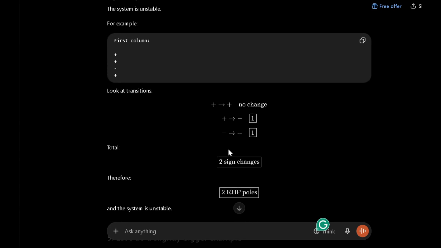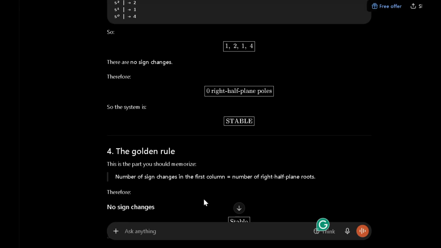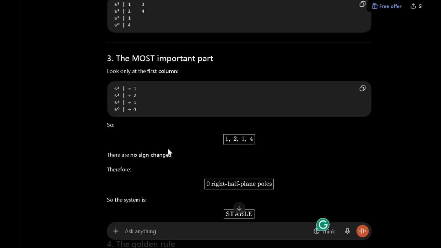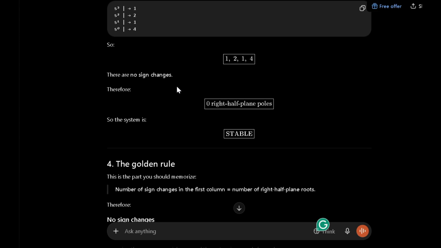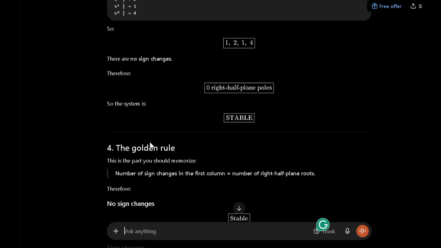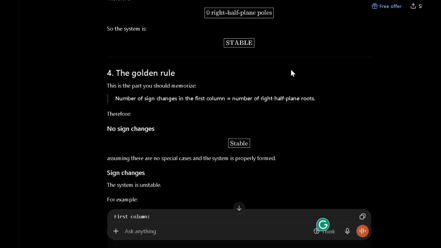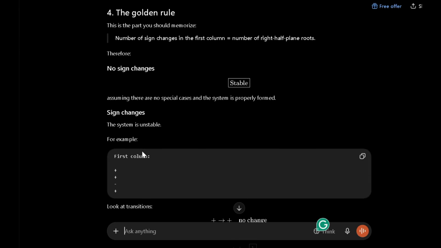So we get this value. There are no sign changes. Zero right half plane roots means it is stable. The golden rule: the number of sign changes in the first column is equal to the number of right half plane roots. Therefore, no sign changes means stable; sign changes mean the system is unstable.